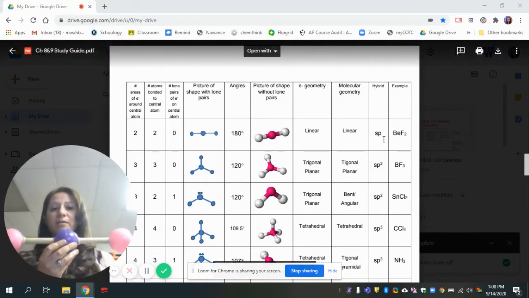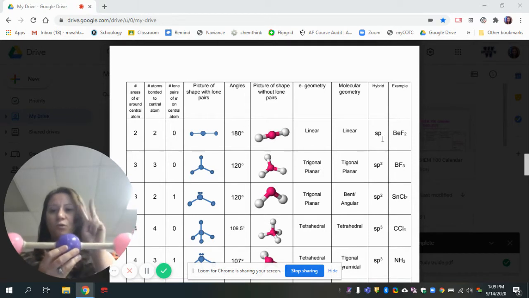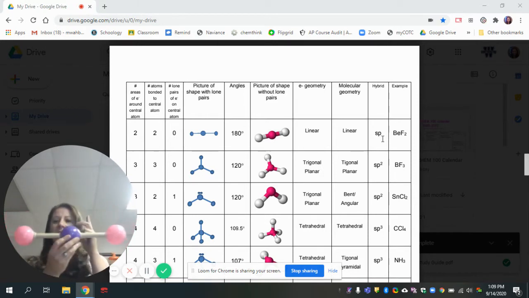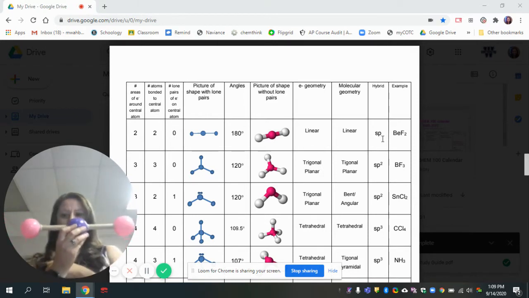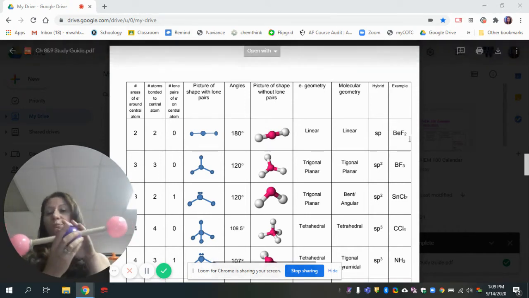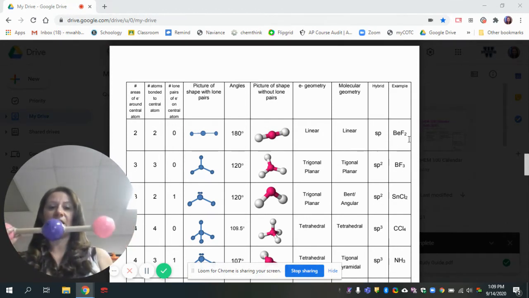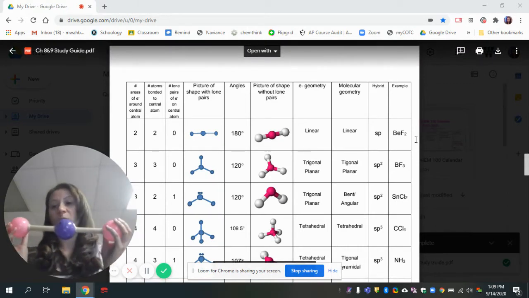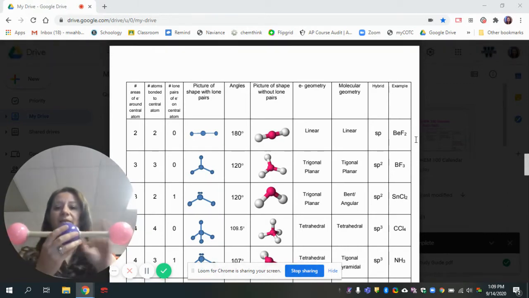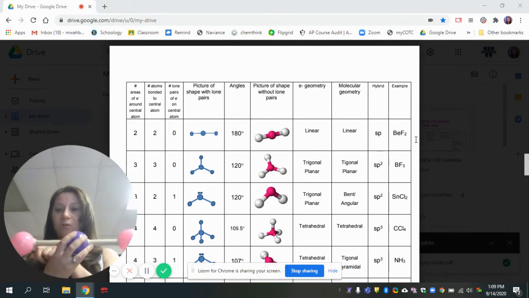And the hybrid is going to be sp, because if I have two areas of electrons, that means I need two orbitals to mix together, one s and one p, so it's an sp hybrid. And an example of that is BeF2. So if this was beryllium and those two are fluorines, and if it is BeF2, this would be nonpolar. But let's say this is beryllium, this is fluorine, and let's say this is hydrogen, then it would be polar.